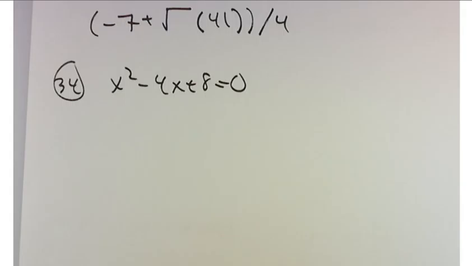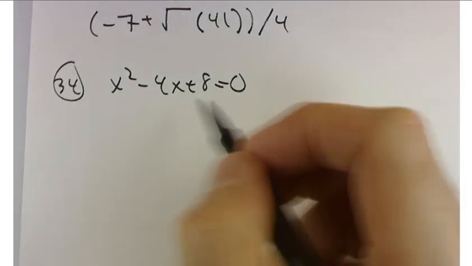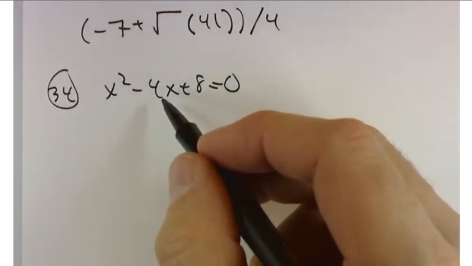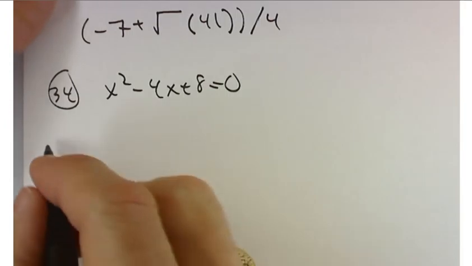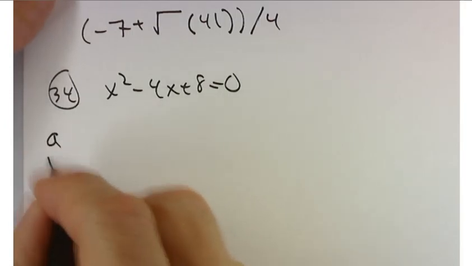Now I'll save you a little bit of trouble here, or maybe you can convince yourself. Does this factor? No. There's no two numbers that multiply to 8 and add to -4. So you've got to use the quadratic formula or something else. I suggest we use the quadratic formula. A, B, and C.